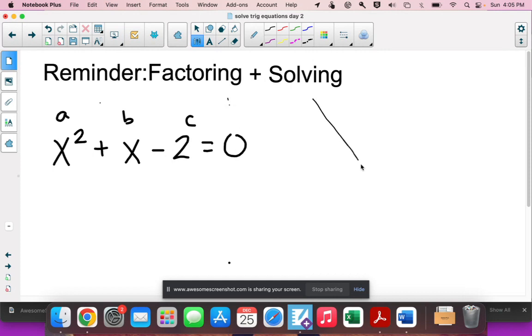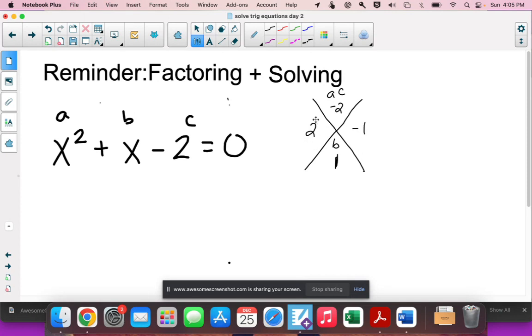Some of you may have seen teachers use an X, and they would put the product, and the product is always A times C, the coefficients. In this case, it would be -2, and B, which is your sum on the bottom, which in this case, the coefficient of the middle term is 1. And then you have to come up with two numbers that multiply to give you your product and add to give you your sum. Okay, so in this case, what multiplies to give you -2 and adds to give you +1 would be +2 and -1.